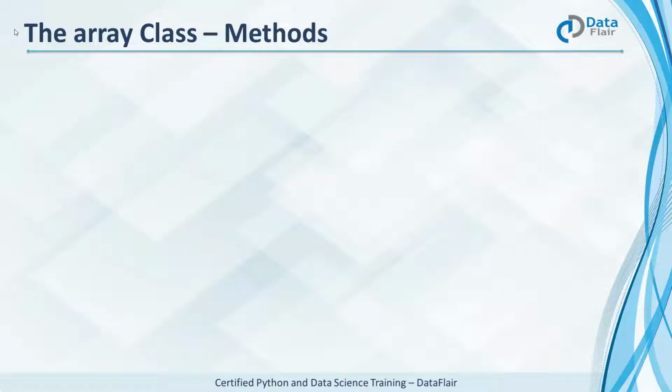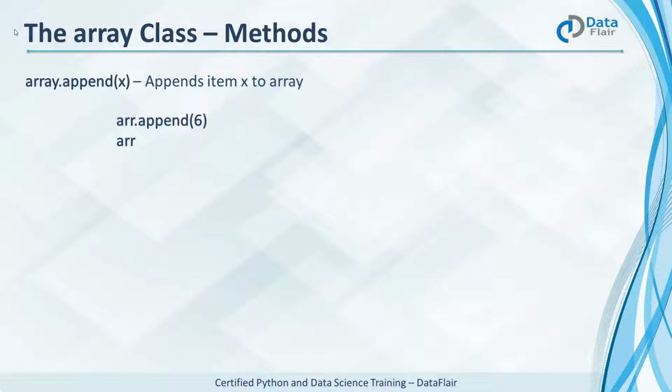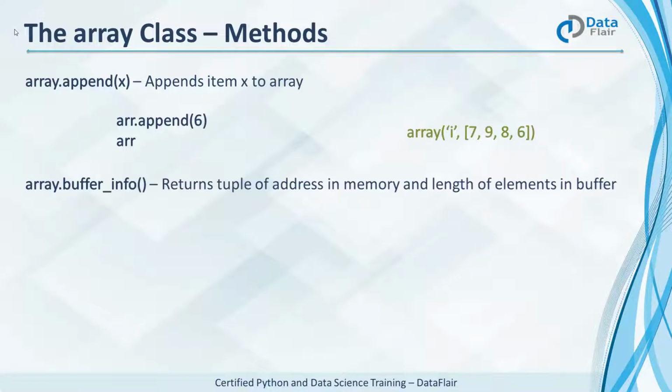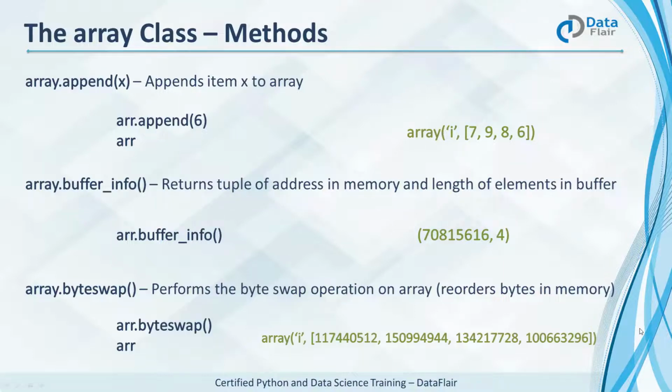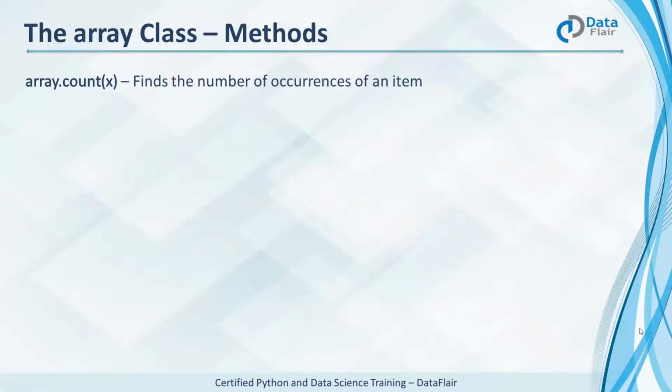Like a list, an array has methods you can call on it. Append adds an item to the end of the array. Appending 6 to the array gives us this. Buffer_info returns a tuple containing the memory address and the buffer length. Byteswap reorders the bytes in memory. Count counts an item in the array. If we check how often the value 7 appears in this array, it appears twice.